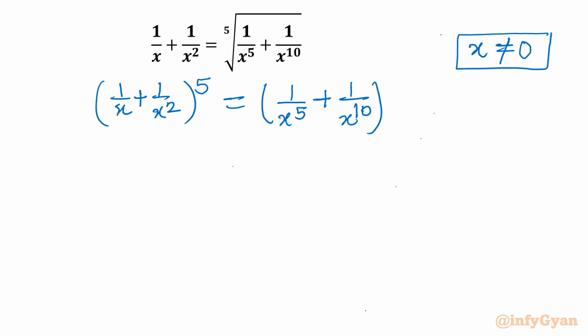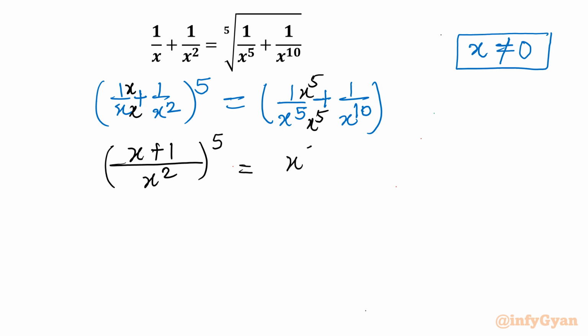Now I will make our denominator common, by the LCM or LCD method. So let me multiply here by x and x so that the denominator is common now, x power 5 and x power 5 in this term, numerator and denominator. So on the left hand side the denominator will be x square, and the numerator will be (x plus 1) whole power 5, and the right hand side is also x power 5 plus 1 over x power 10.